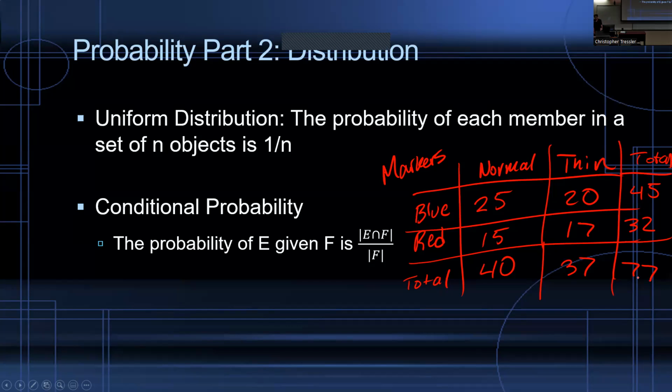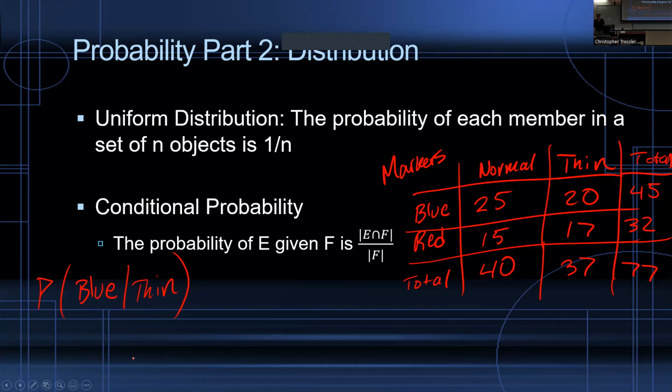Let's say we had a question like, how many blue markers do we have given that we know that it's a thin marker? So what we're going to do is take the number of markers that are both blue and thin. So we're going to say blue. This is how it's usually written, by the way. It's usually blue given thin, and maybe you'll have a probability or something like that. This little pipeline right here means given.